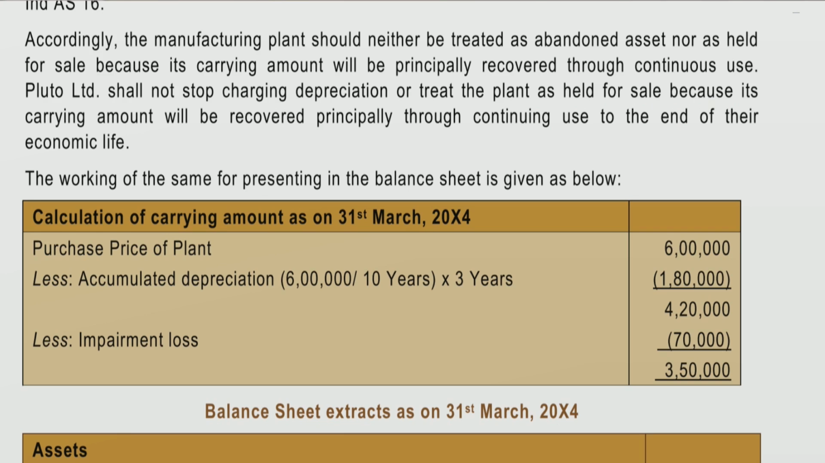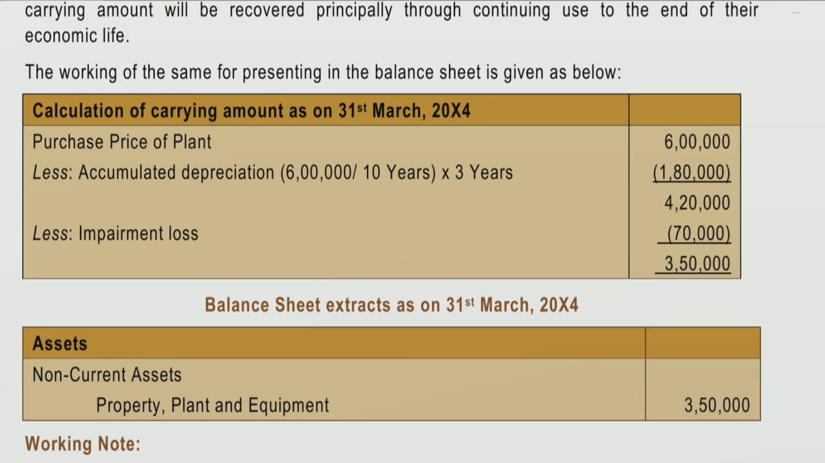Now the reworking, if you see what should be done, look at this. 6 lakhs is the original cost. For accumulated depreciation, you are going to charge depreciation for the entire period up to the balance sheet date. It will be a complete 3 years, not up to September only, but till 31st March. If you charge the depreciation for 3 years, this will be the carrying amount, and the recoverable amount as at 31st March 2024 was 3,50,000, because fair value less cost to sell is that.